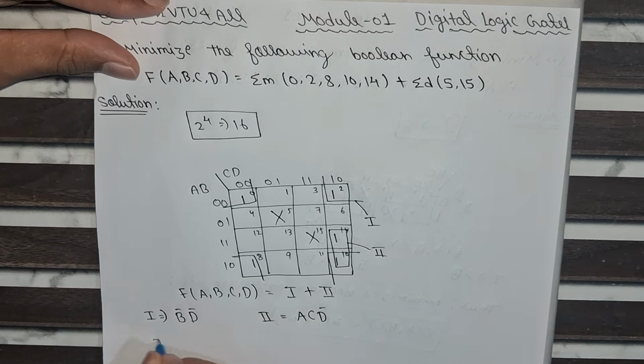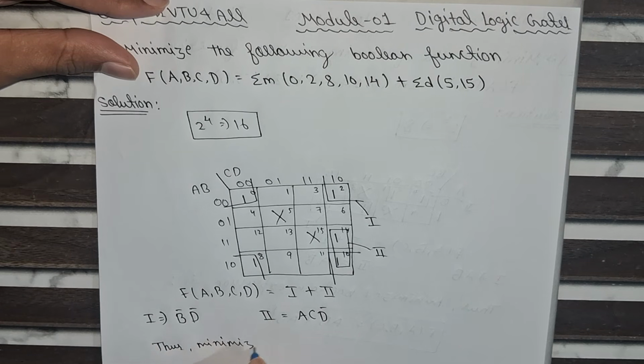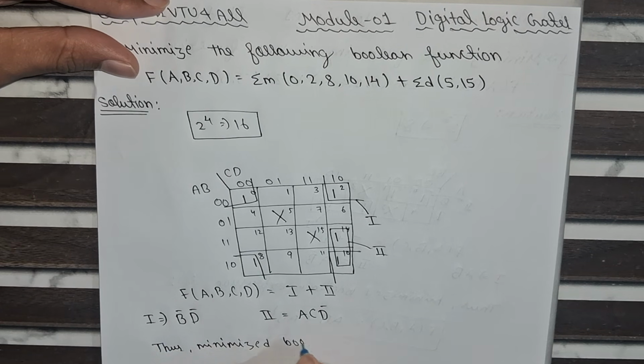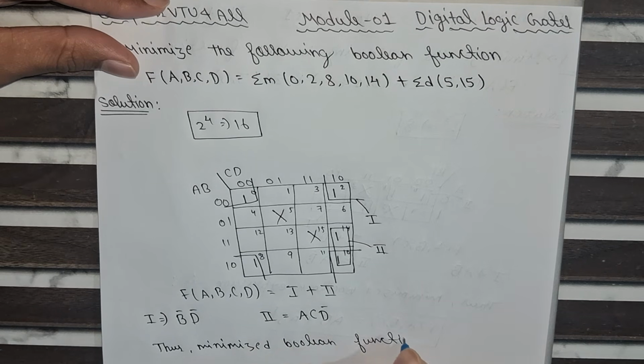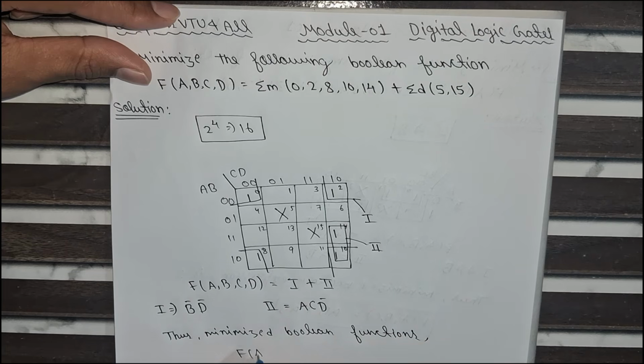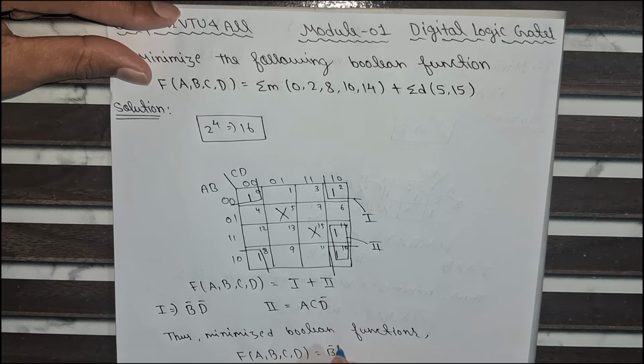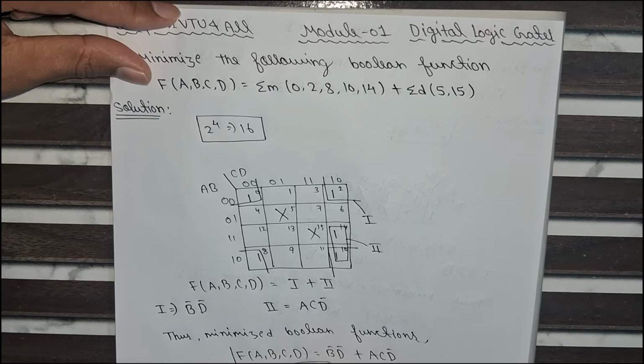So we will write the minimized Boolean function. Given is f of a, b, c, d is equal to the first group, b dash d dash, plus a c d dash. So this is our final answer.